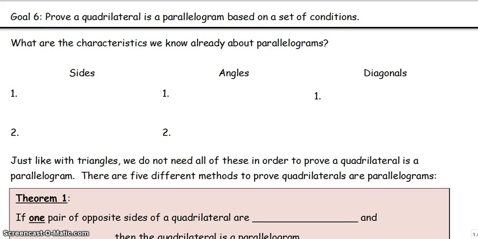First thing I want you guys to do is fill this in. Tell me what are the 5 things that we know about a parallelogram. 2 things about sides, 2 about angles, and 1 about the diagonals. Press pause, fill in everything that you know, then you can come back and check your answer.